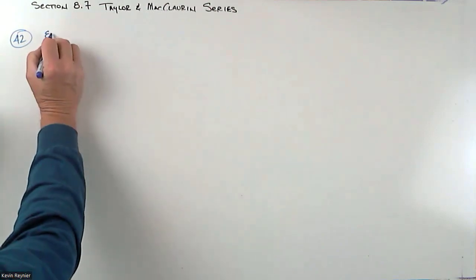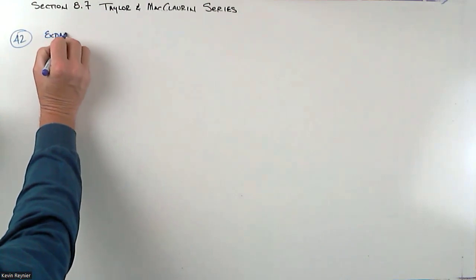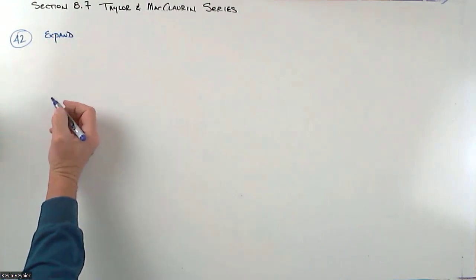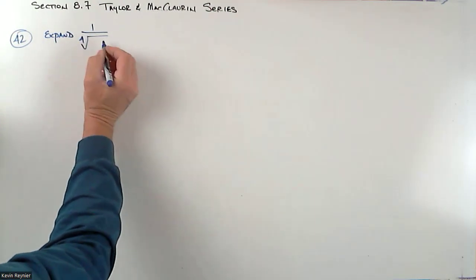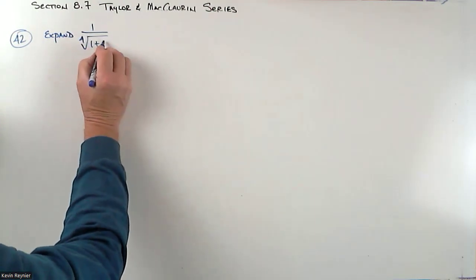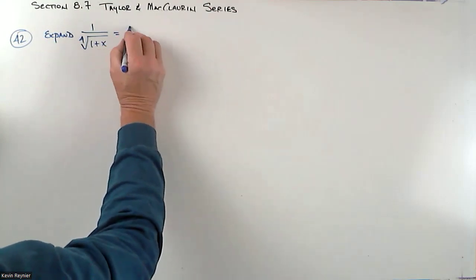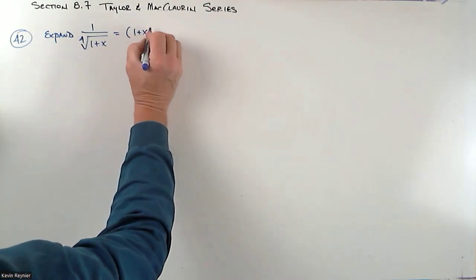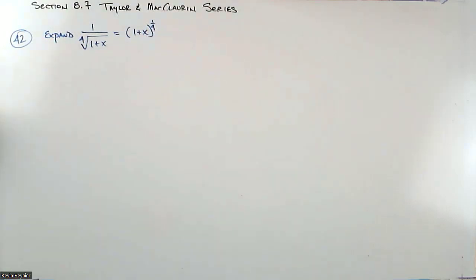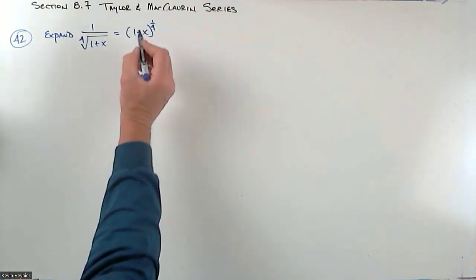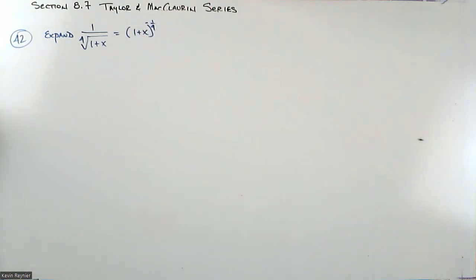It asks us to expand 1 over the 4th root of 1 plus x, which of course is 1 plus x to the 1/4 power, isn't it? Not positive, negative, huh? Negative 1/4 power.